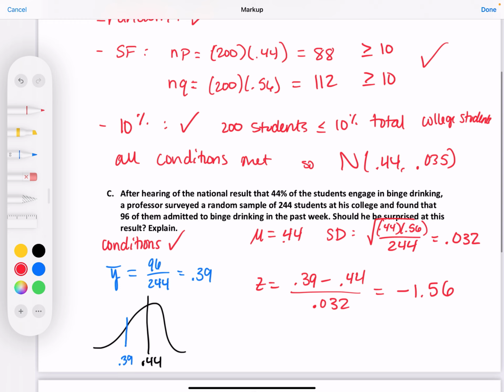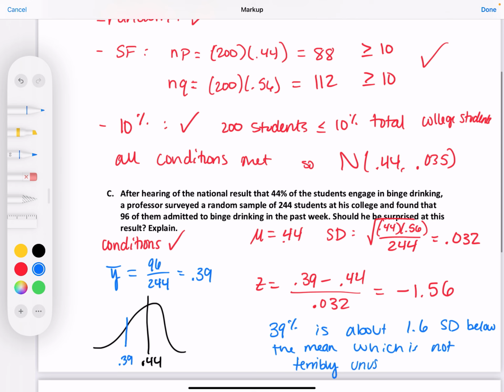So this right here tells you how many standard deviations away it is. So I actually don't have to do anything else. So this says that 39% is about 1.6 standard deviations below the mean, which is not terribly unusual. So I don't even have to do anything else with that.